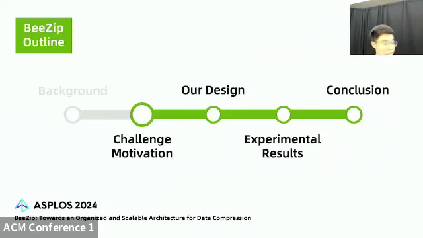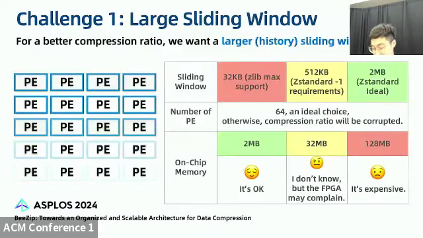Let's talk about our design. Our challenge. The first challenge comes from the large sliding window. For a better compression ratio, this standard requires a sliding window larger than before. The expansion of the sliding window leads to more on-chip memory use in both the hash table and the match PE. And here, let's just focus on the match PE. Suppose we have 64 match PEs, an ideal choice according to our exploration, and each PE keeps a copy of the sliding window.